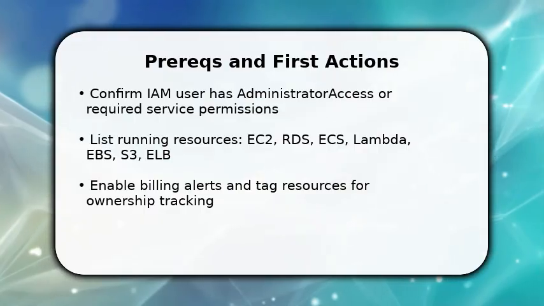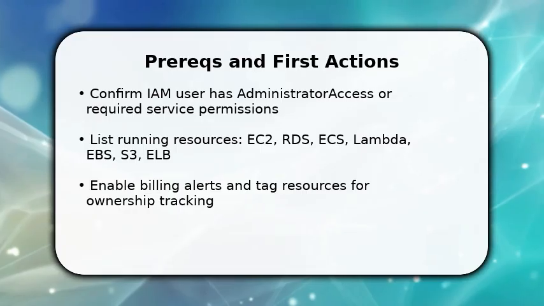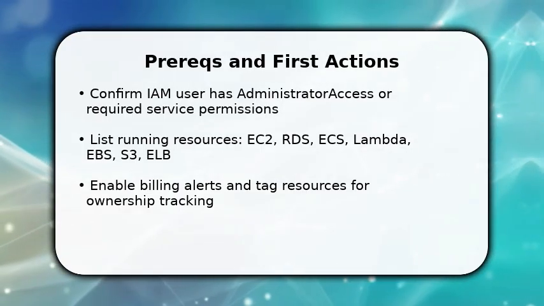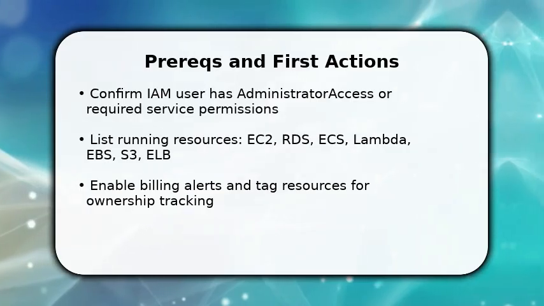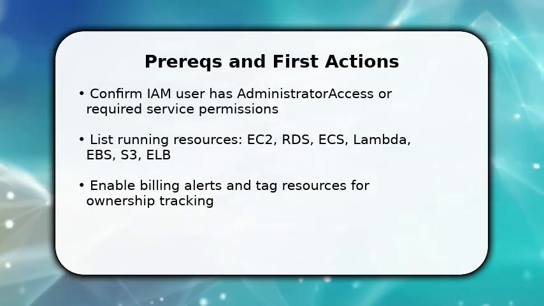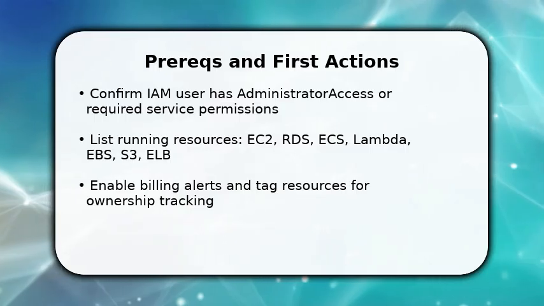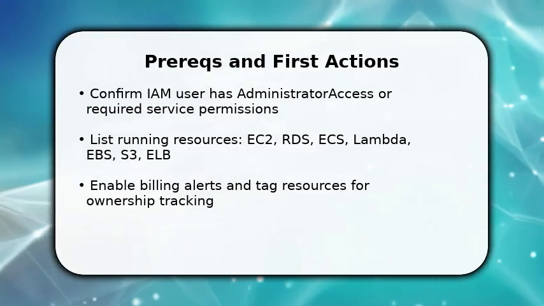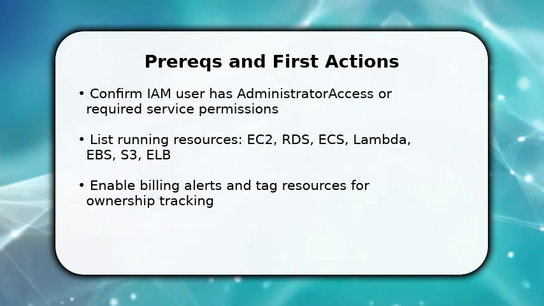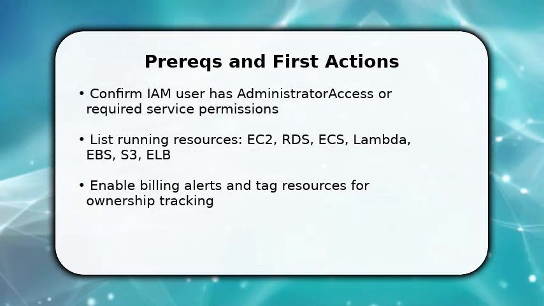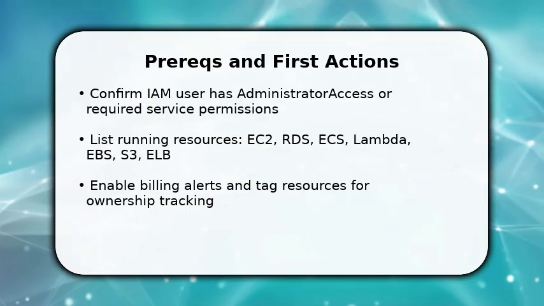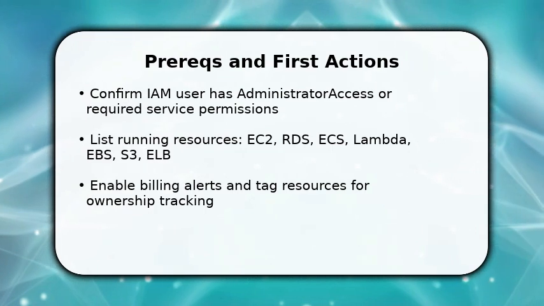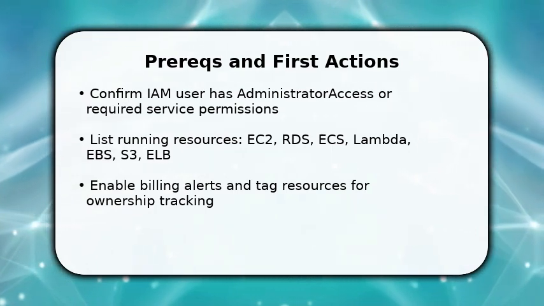You begin by verifying access and context so nothing unexpected breaks. Log in with an IAM user that has the necessary permissions. Make sure to assume roles if required. Next, run targeted listing commands or use the console to enumerate EC2, RDS, X, Lambda, EBS, S3, and load balancers. Once done, enable billing alarms and apply tags to identify owners and costs. This establishes safety and traceability before you terminate any active services.